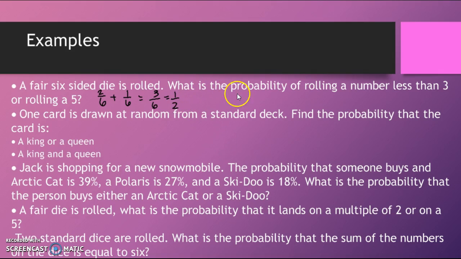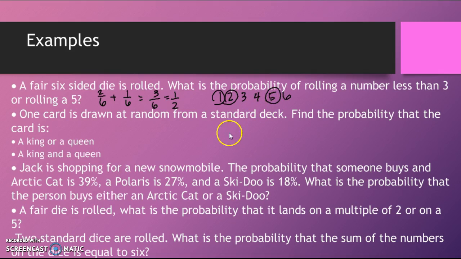That's the same thing as if I just listed all my possible outcomes. If I am rolling a die, I can get 1 through 6 as an outcome. Here are my numbers that are less than 3, and here's my 5. So getting any of those would be 3 out of 6, or 1/2.